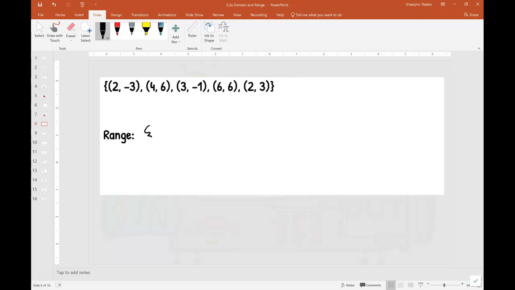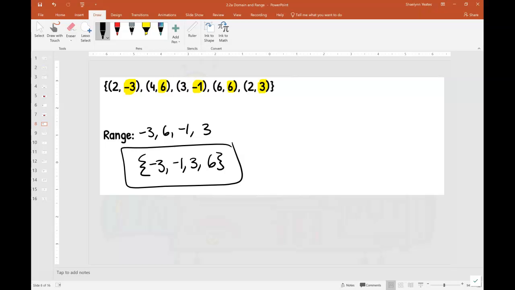So the range here is going to be all our y values. So we've got -3, 6, -1, 6, and 3. The 6 repeats, so I don't have to write it twice, but I'm going to quickly write down all those numbers. And I'm going to put it in smallest to biggest. So -3 is the smallest number, -1 is the next smallest number, then 3, followed by 6. So that is my range with the little squiggly brackets because we're very discrete points. It's not a continuous line.